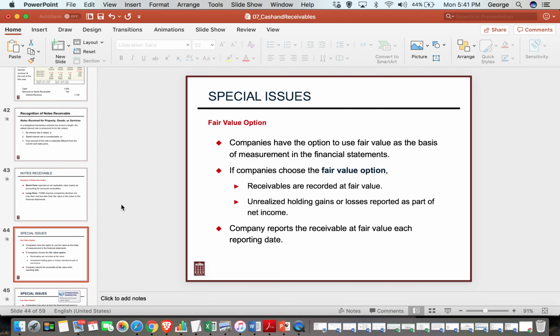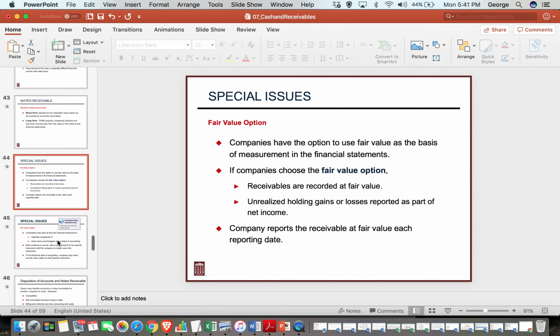All right, some fair value options. You do have the option to use fair value in measuring your notes. If the company uses fair value, receivables must be recorded at fair value. Unrealized holding gains or losses are reported as part of net income. And then the company reports the receivables at fair value at each reporting date.